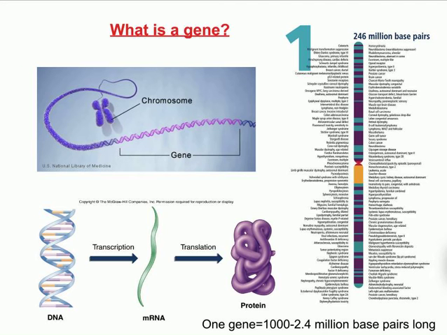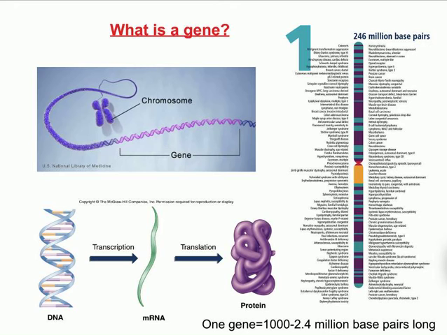This video is going to review mainly transcription and translation of DNA to make proteins. So one of the very first things we need to understand is what a gene is. A gene is a piece of the chromosome or a piece of the DNA, a segment of the DNA that will code for a specific protein.